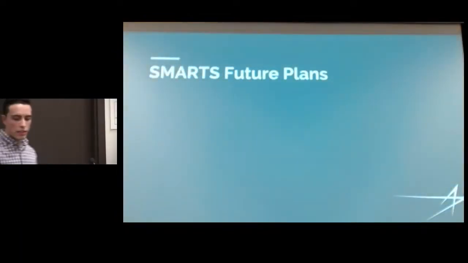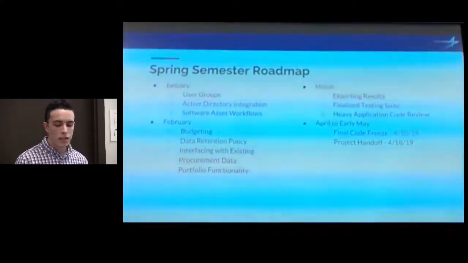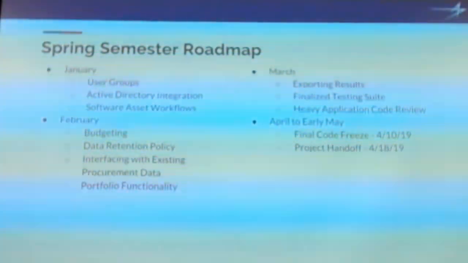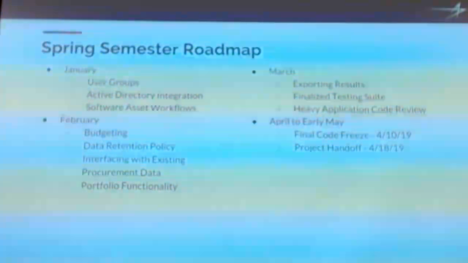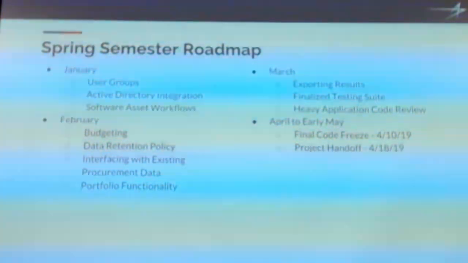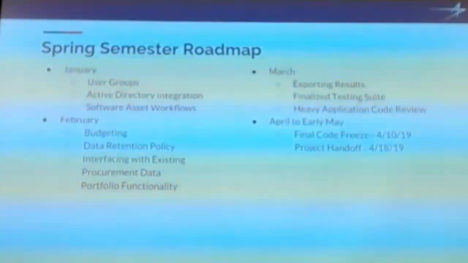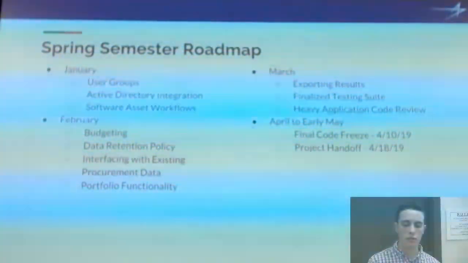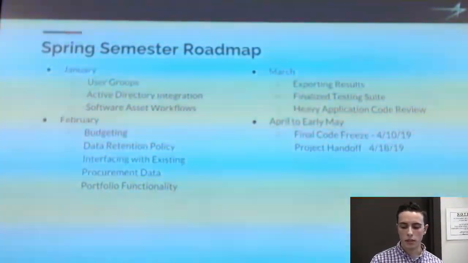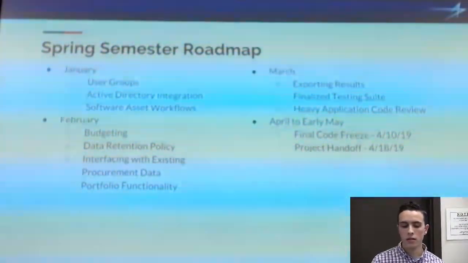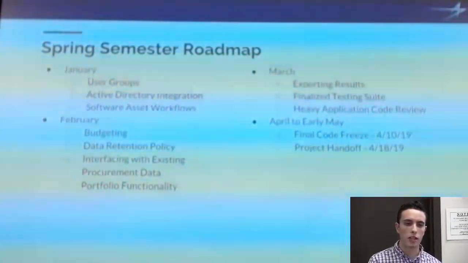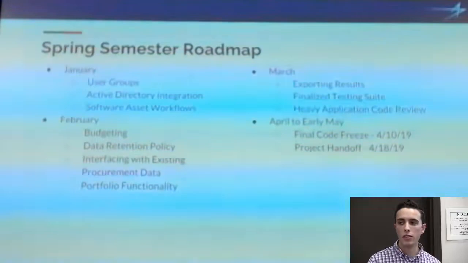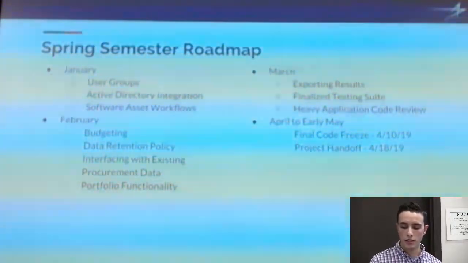So now just to give you guys a high-level overview of the future plans. In January, we plan on implementing user groups, Active Directory, as well as the workflows for the software assets. February is going to be all about budgeting and portfolio functionality, as well as implementing our data retention policy, which will allow inactive data to be deleted automatically from the system after 3 years. And then in March, we'll be finalizing exporting results, our testing suite, and then we'll also be doing a heavy application code review. And then April to early May, we'll have our final code freeze and our project handoff.